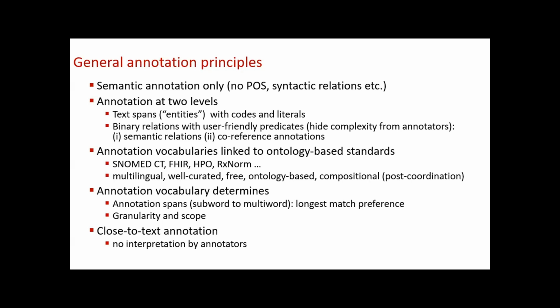Then annotation vocabularies should be linked to ontology-based standards, like those here. They should be multilingual, well-curated, free, or free for research, which, for instance, SNOMED is. Wherever you live, you can get a research license. And they should be compositional, they should allow cross-coordination. I will show you one example, which I think makes it very clear.